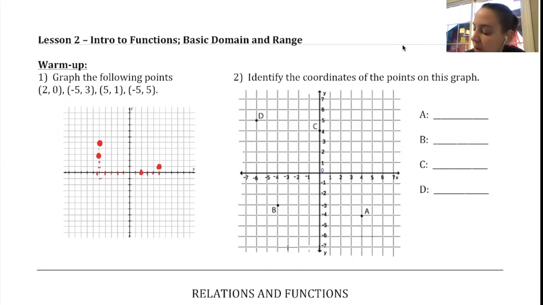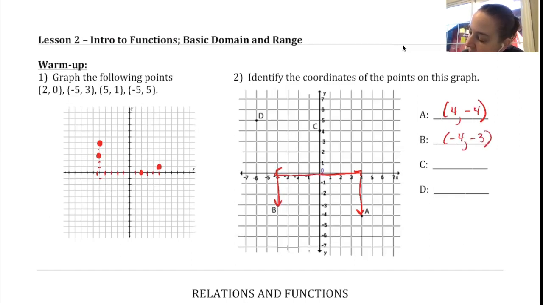Now, the next one, we want to identify the coordinates or the ordered pairs on the graph. So A looks like it goes right 4 and then down 4. So this would be (4, -4). Remember, you have to use those parentheses. B would be left 4 and down 3. So (-4, -3).